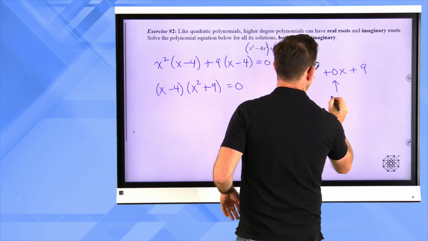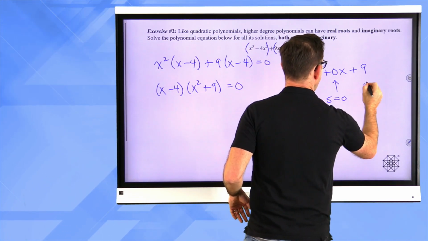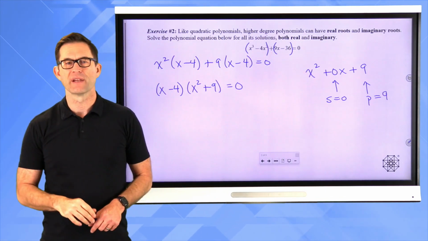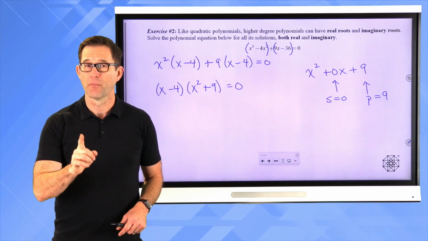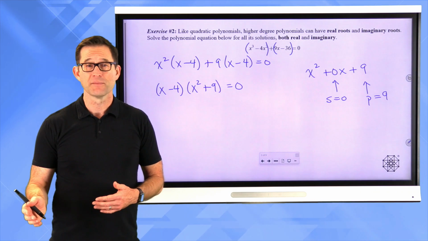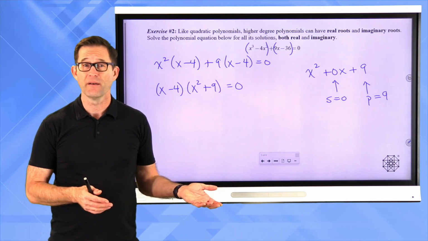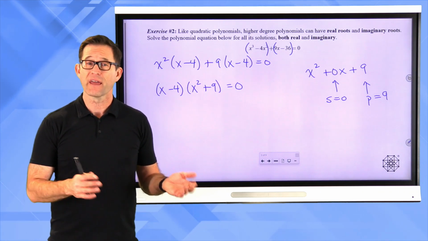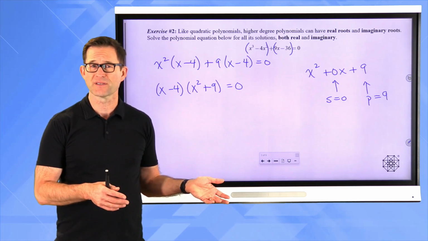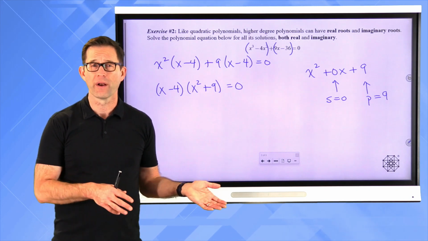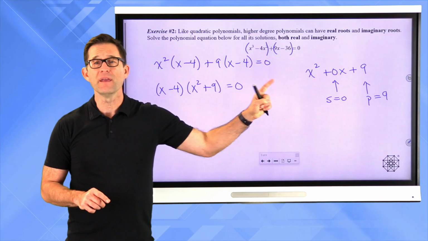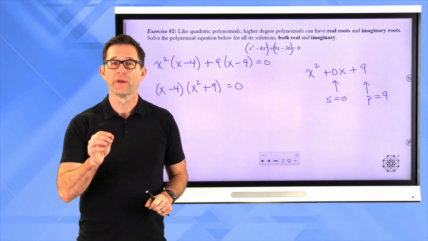I'd be looking for two numbers that had a sum of 0 and a product equal to 9, but there are no two real numbers that have a sum of 0 and a product of positive 9, right? 3 times 3, well, that's going to be 9, but its sum would be 6. -3 times -3 would be a product of 9, but a sum of -6. 1 and 9 don't work. -1 and -9 don't work. So this cannot be factored using real numbers.